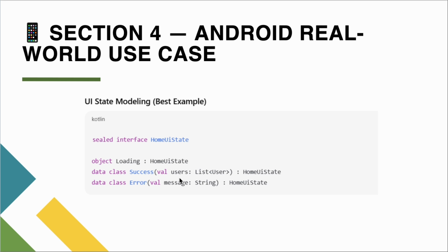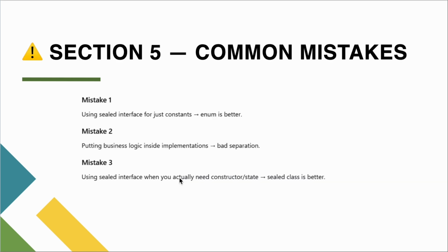Okay. Now the section 5, the common mistakes which usually we do. Mistake 1, using sealed interface for just constants. I think enum is much better and an easier approach, right? Mistake 2, putting business logic inside implementation. I think that is a bad separation, right? Mistake 3, using sealed interface when you actually need constructor or state. I think we can go ahead with sealed class, which is a much better option, right?